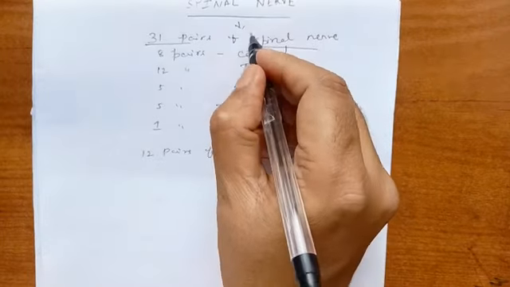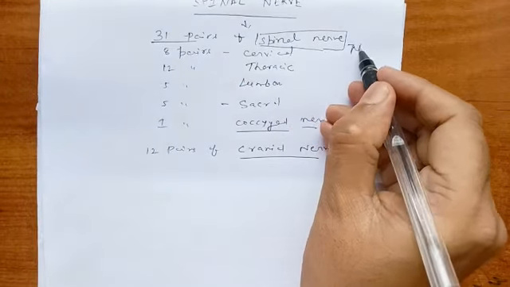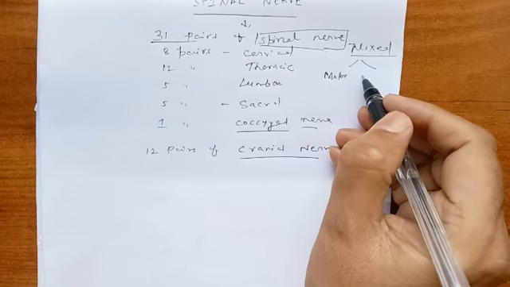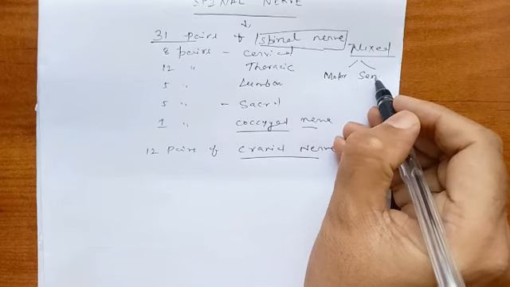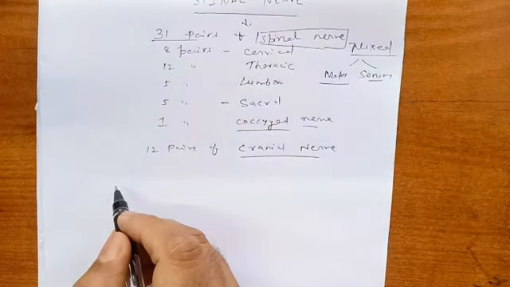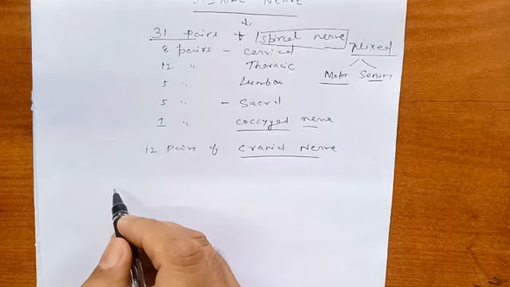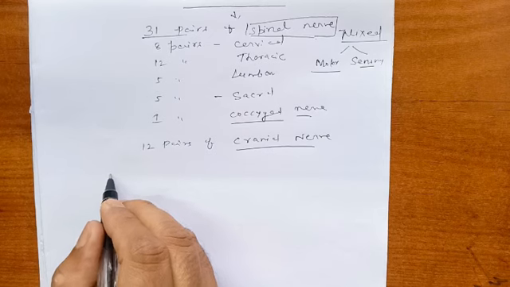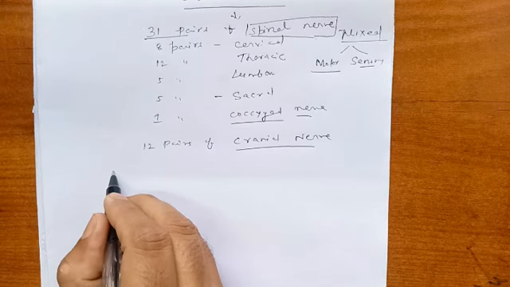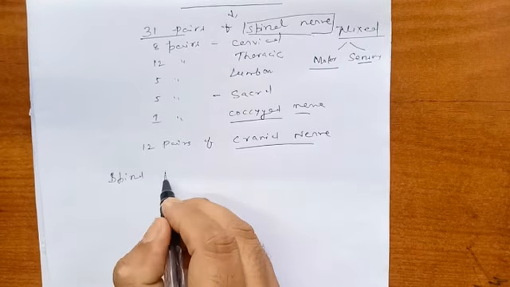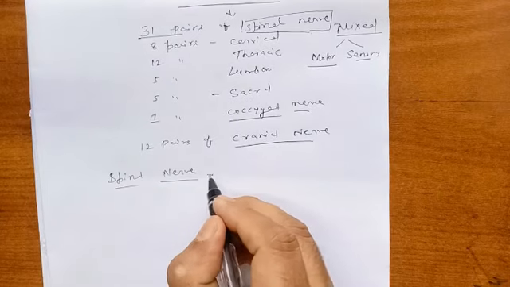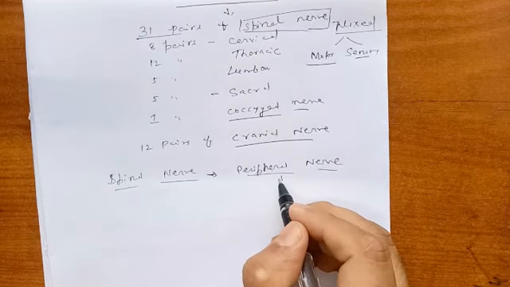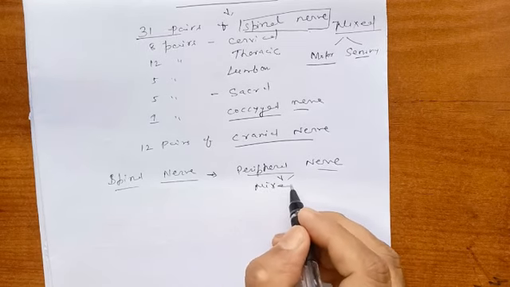And how is this spinal nerve formed? This spinal nerve is a mixed nerve. It means there is a motor component and also a sensory component. The spinal nerve is a peripheral nerve, the 31 pairs, and it is a mixed nerve.